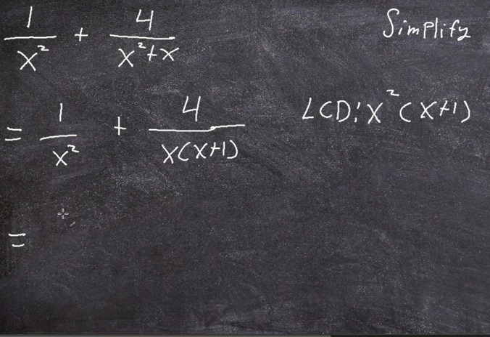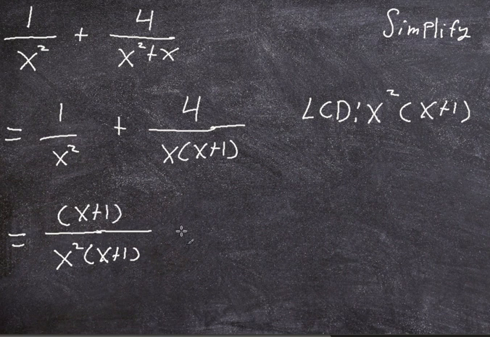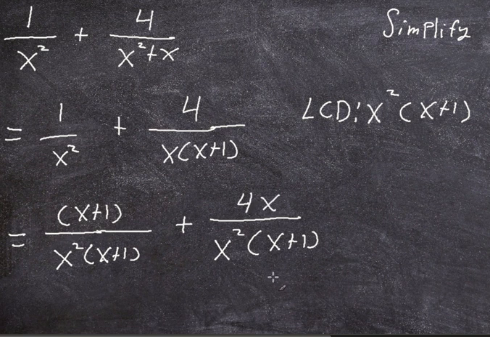Okay, so what is the x squared denominator missing to become the LCD? It's missing the x plus 1. Okay, so I had to multiply by x plus 1, so 1 times x plus 1 is x plus 1. Okay, what do I need to multiply by this denominator for it to become the LCD? I need to multiply it by another x, so it becomes x squared. So I need to multiply that 4 by x as well.